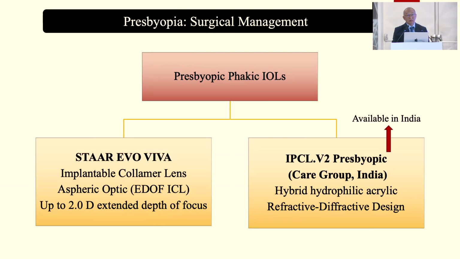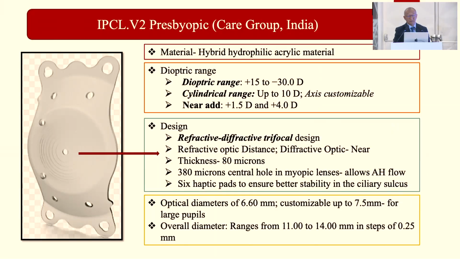We have 2 lenses available, one from Star, the EVO Viva, which is an EDOF ICL, and one is the IPCL, which I've been using for the last 6-7 years, a hybrid hydrophilic acrylic refractive diffractive design, which gives you a large range of correction from +15 to -30 diopters, and huge cylindrical correction. Most importantly, you can customize the diameter, 6.6 to 7.5 millimeter, depending on the pupil size, because pupil is one dimension which makes a difference in all these phakic IOLs. The overall diameter can also be changed.